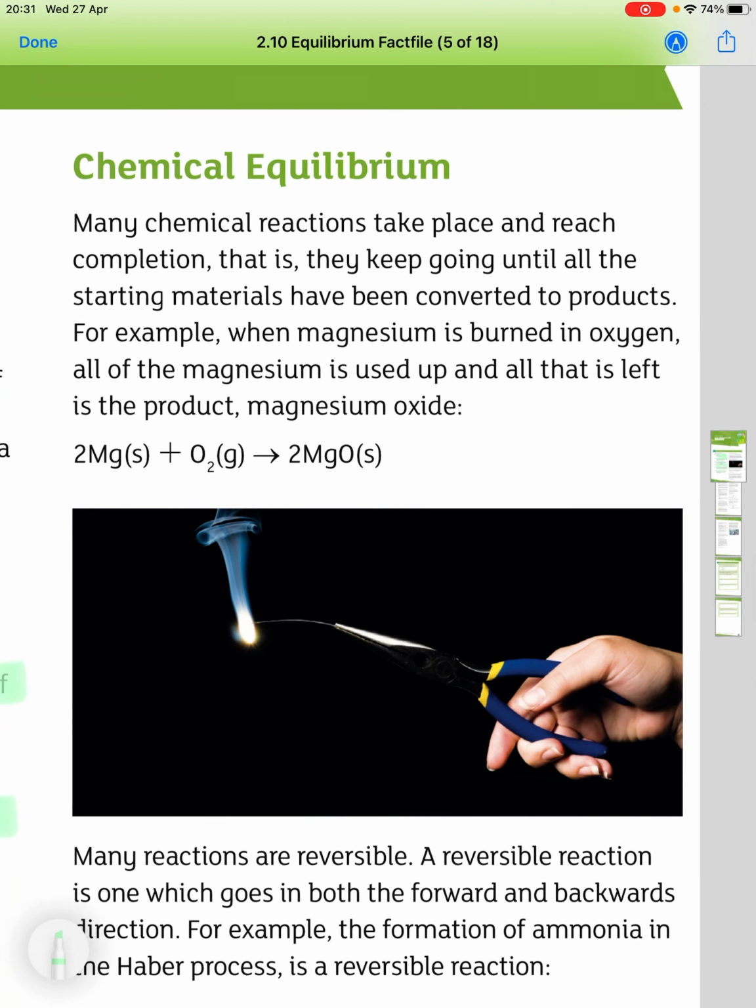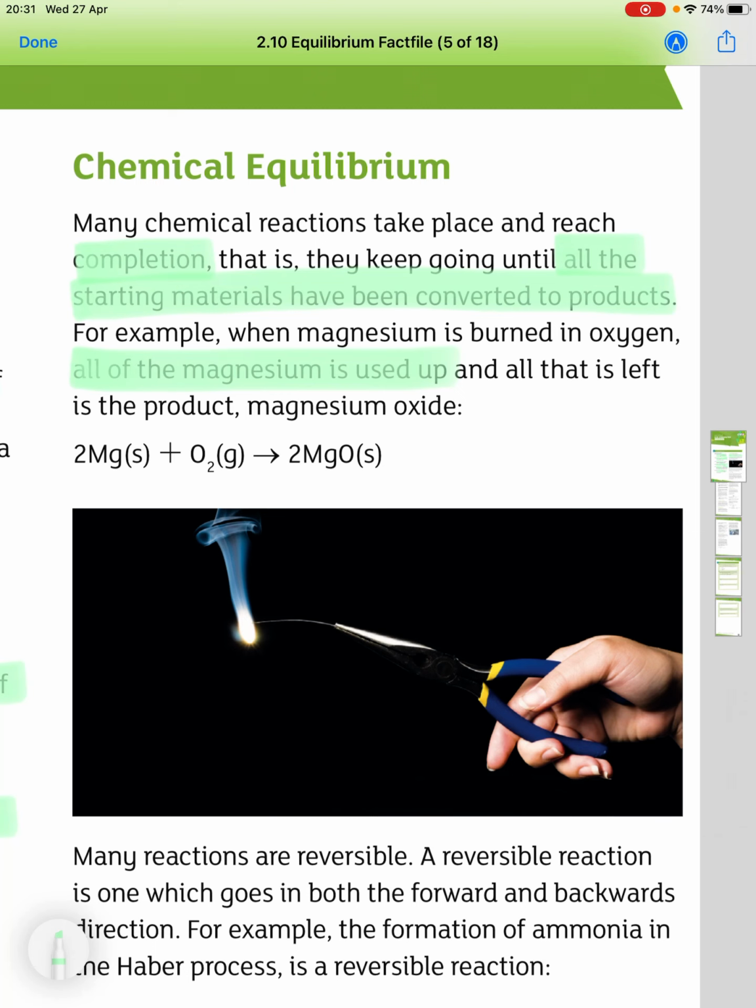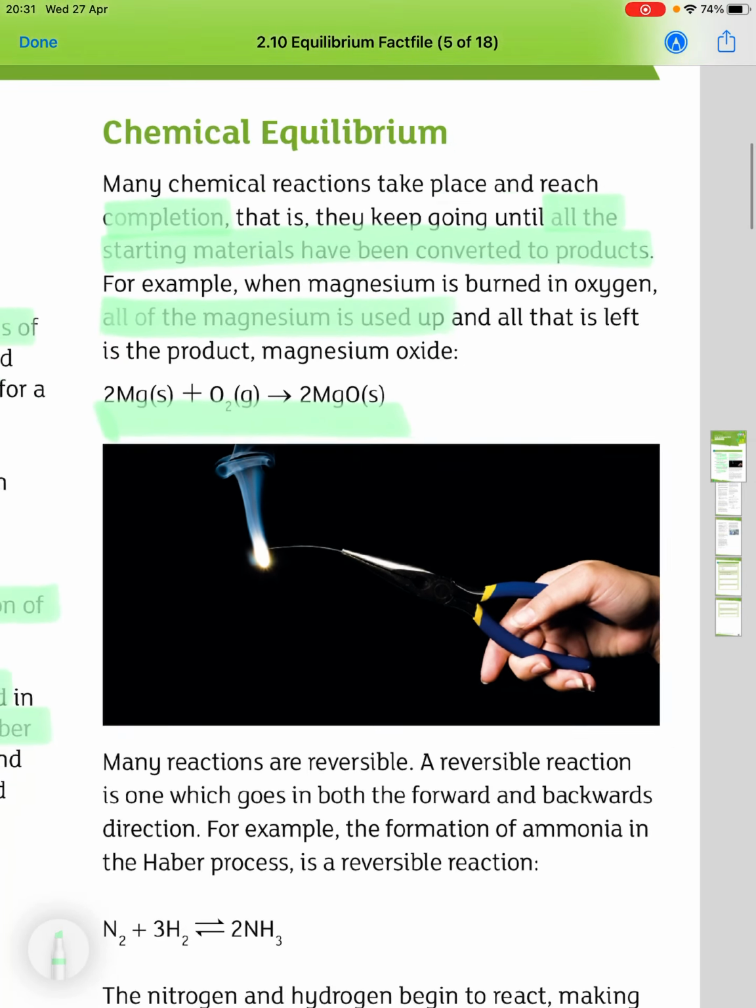So, many chemical reactions take place and reach completion. That is, they keep going until all the starting materials have been converted to products. So, for example, when magnesium is burned in oxygen, all of the magnesium is used up and all that's left is the product, the magnesium oxide. And you're familiar with that reaction. 2Mg + O2 gives 2MgO.